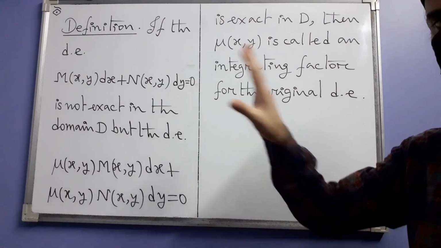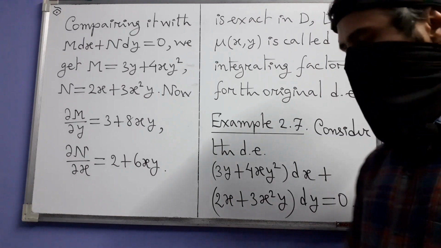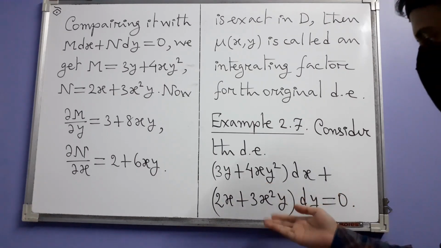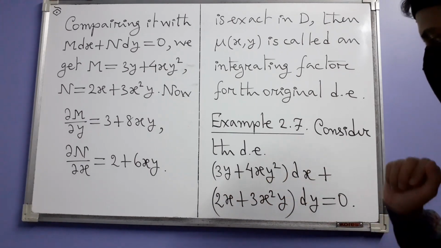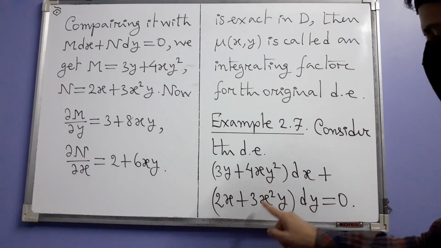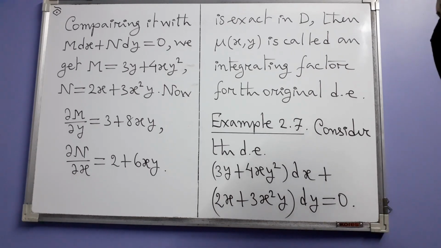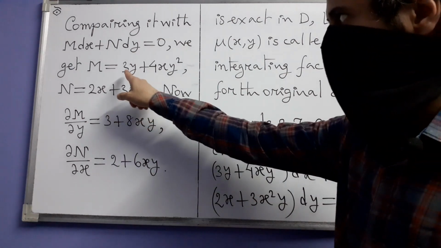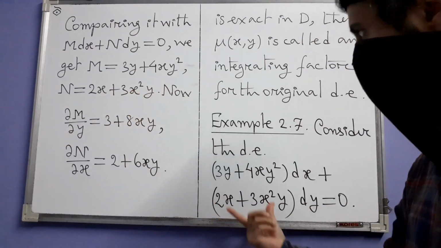Already we have seen one elementary example, but let us see another one. So this is example 2.7. So here we are considering this differential equation: (3y plus 4xy square) dx plus (2x plus 3x square y) dy equal to 0. So if we write what M and N are in this case, then M is this and this is N.